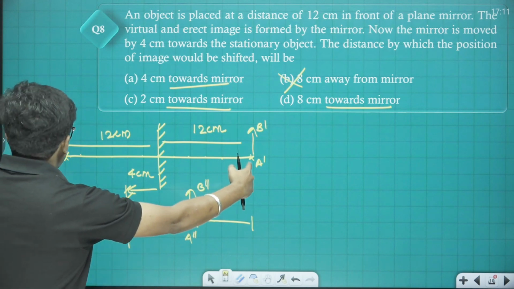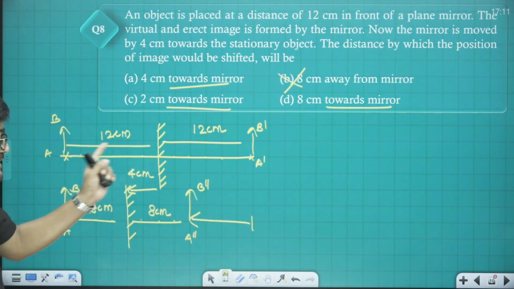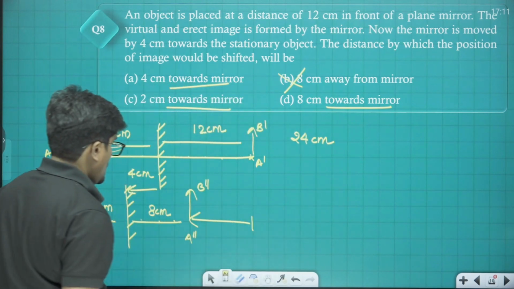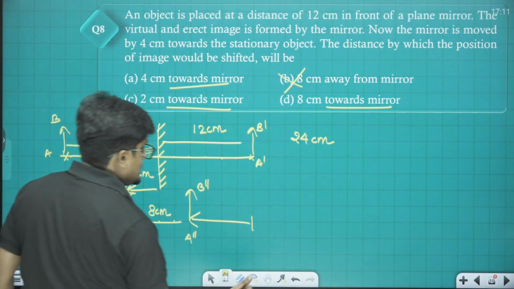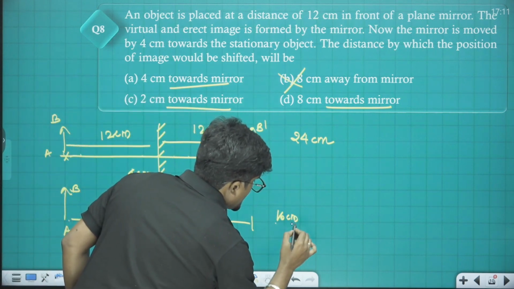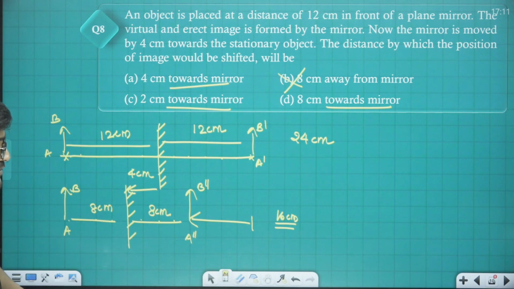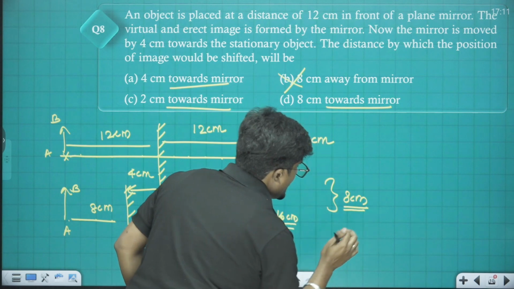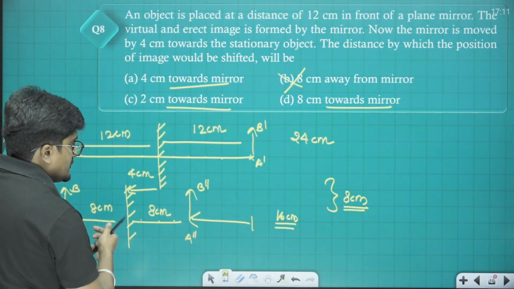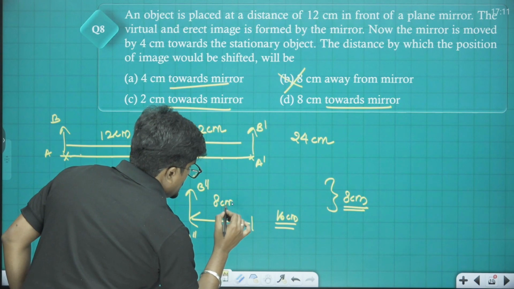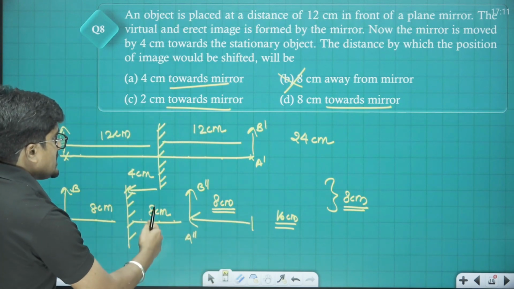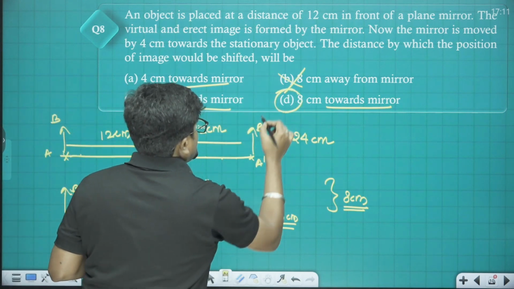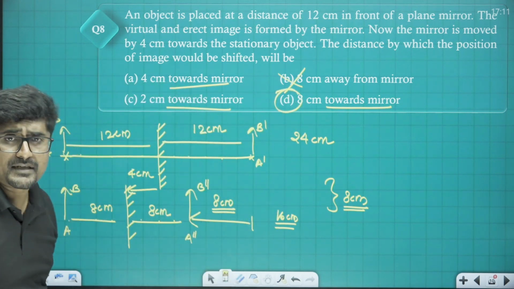So earlier the distance between the object and the image was 24 centimeter. Now it is 16 centimeter. Here the distance of separation is 16 centimeter. So it got changed through 8 centimeter. So the shifting is through 8 centimeter. So the image got shifted towards the mirror, or I can say shifted towards the object through a distance of 8 centimeter towards the mirror. So answer is 8 centimeter towards the mirror. Option D needs to be the correct answer in that case.